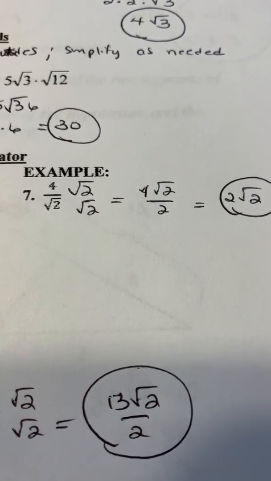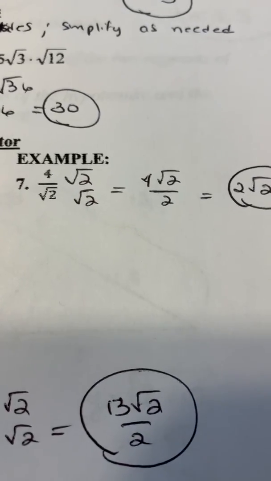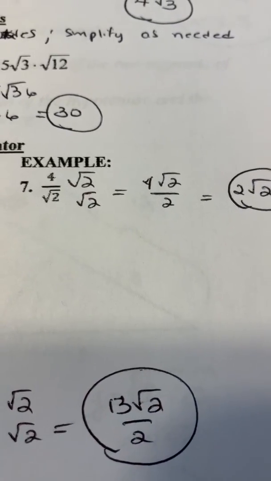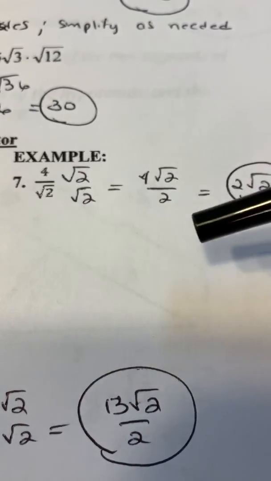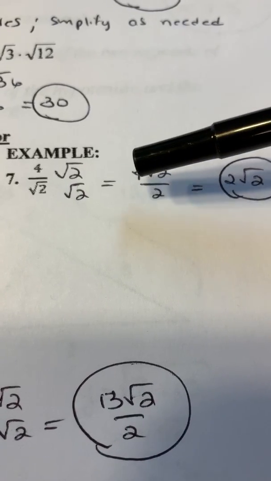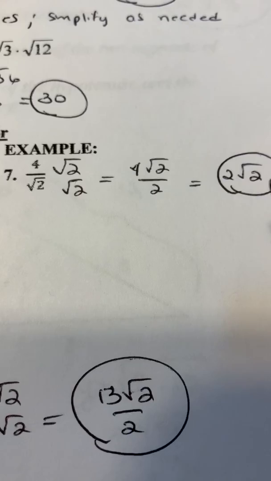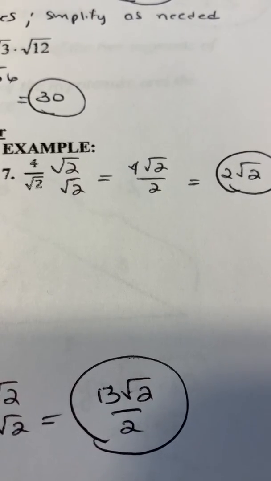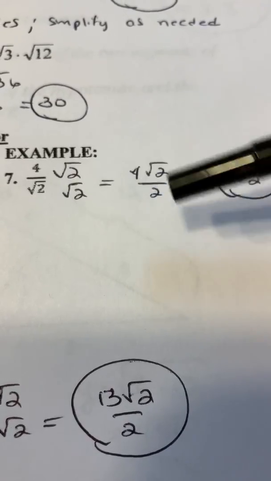So anytime you do that, you want to multiply by itself, because what that's going to do is create that perfect square or pair, and it just becomes that number. So root 2 times root 2 is just 2. You now have a 4 root 2 on the top. What then has to happen is, you notice 4 divided by 2 is 2. So the answer is 2 root 2. You just simplify as needed. You reduce any time this happens like this.